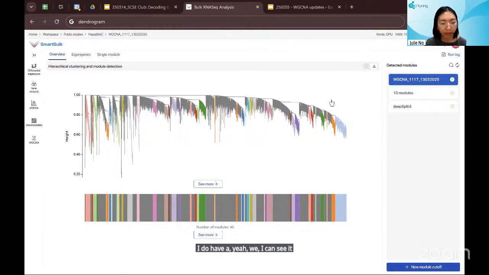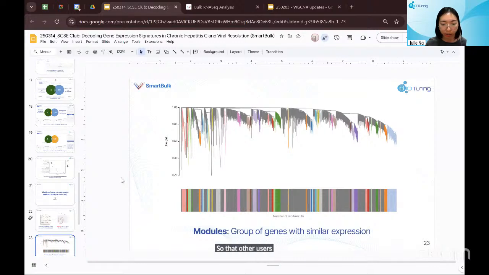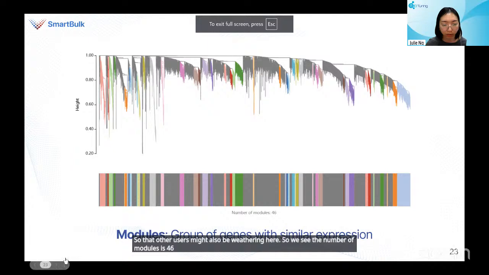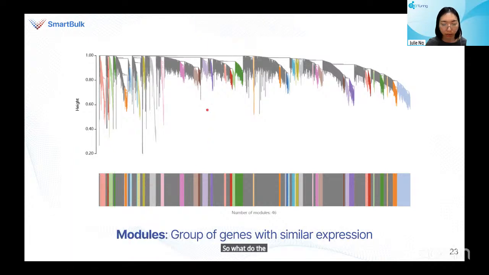I do have a question at this point, so that other users might also be wondering. So we see the number of modules is 46, and we have a bunch of different colors here. So what do the gray colors indicate here?